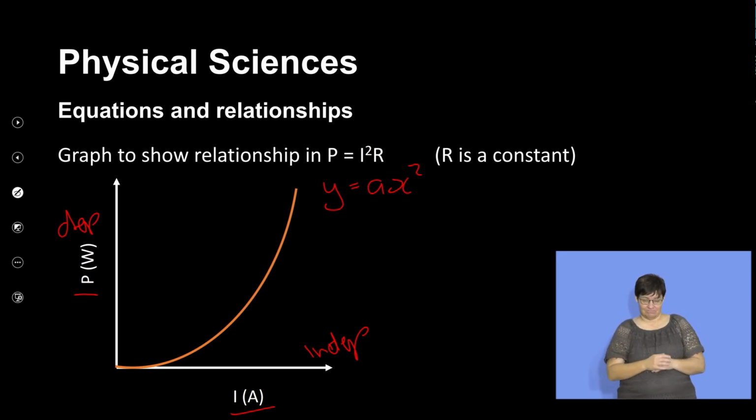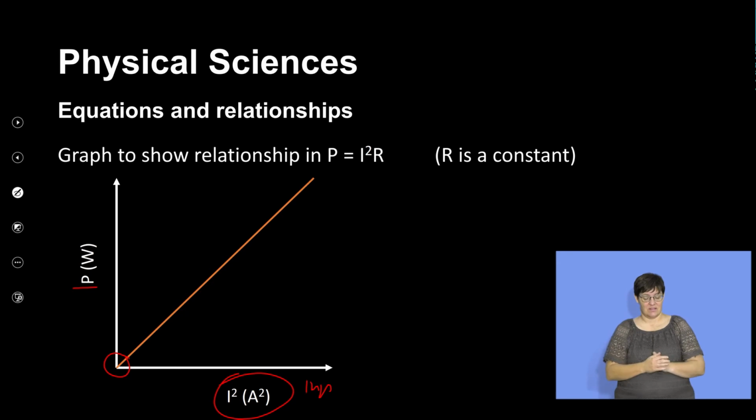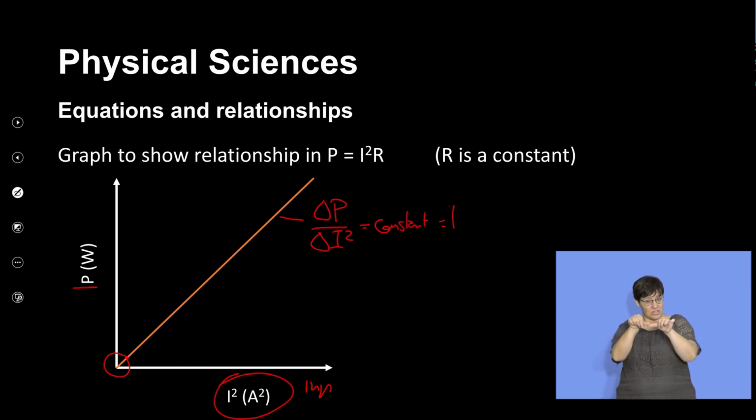So how are we going to change it to confirm our prediction? Well, we're going to plot the graph not of P against I, but notice we're plotting against I squared. Because we've got P as the dependent variable, we're making I squared the independent variable, and now the line will be a straight line. The gradient here will be the change in power over the change in current squared. That's going to be your constant, and that constant is going to be equal to R.